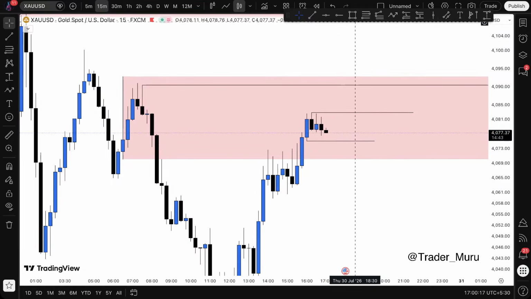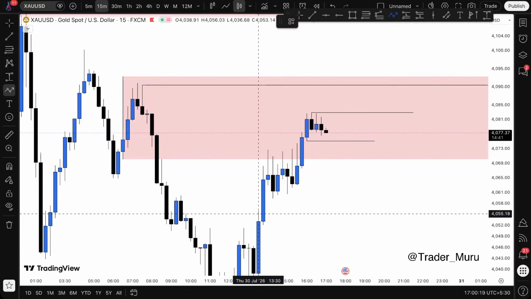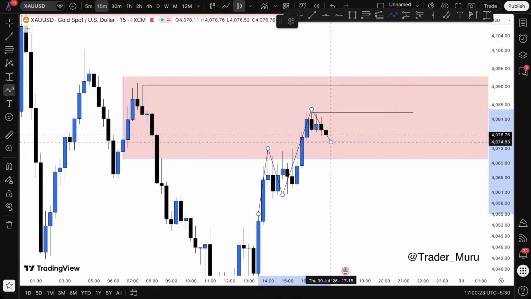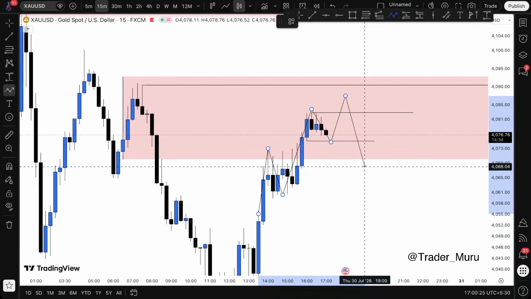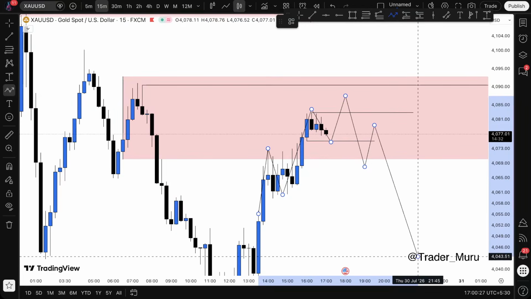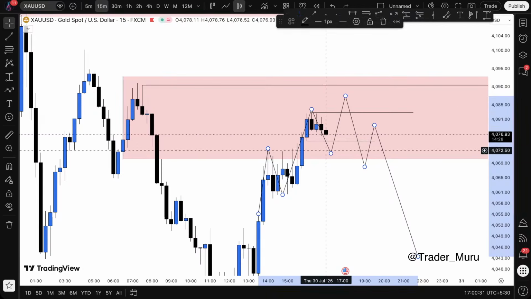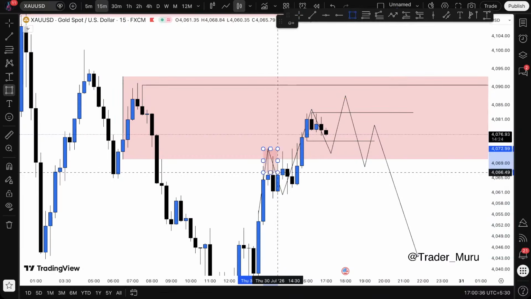So wait here, my expectation is price should create another bullish leg, break above this high, change structure here, then start dropping. And for this bullish move, it needs to hold this mitigation block.